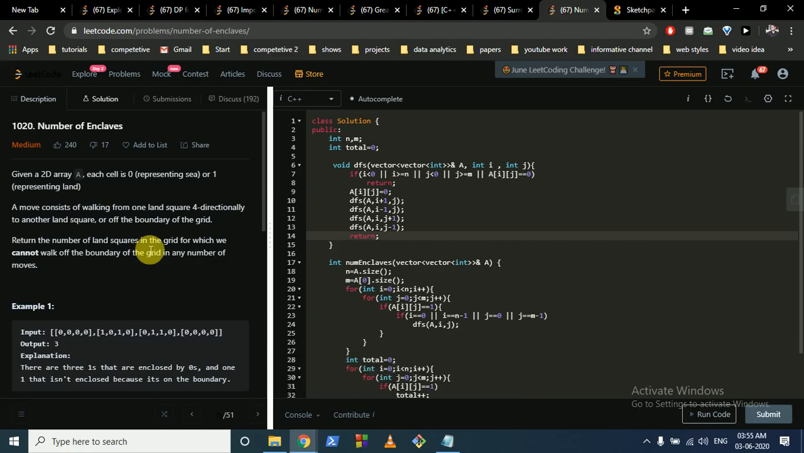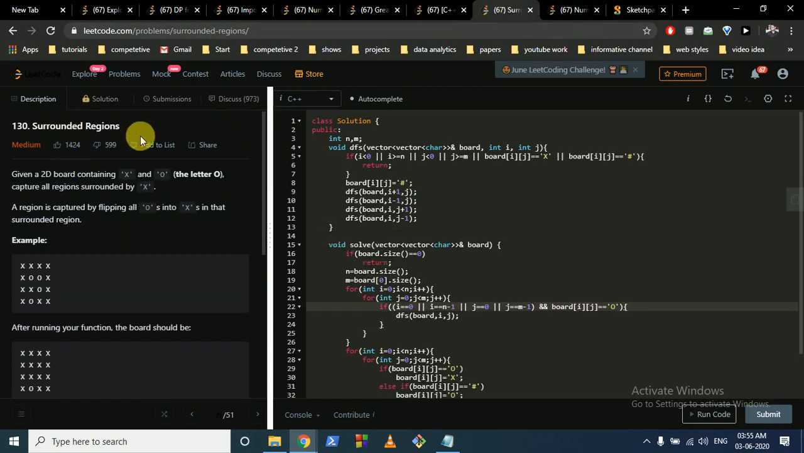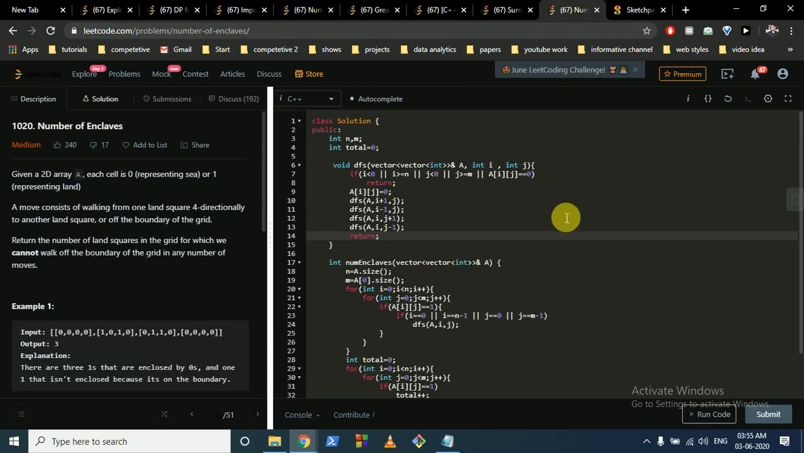Friends, so today we're gonna discuss two problems. Problem 1, number of enclaves and surrounded regions. Both of these questions are based on DFS and they have pretty much the same code, but I will tell you how two different questions are related and how you can correlate them to write the same code and understand the logic.